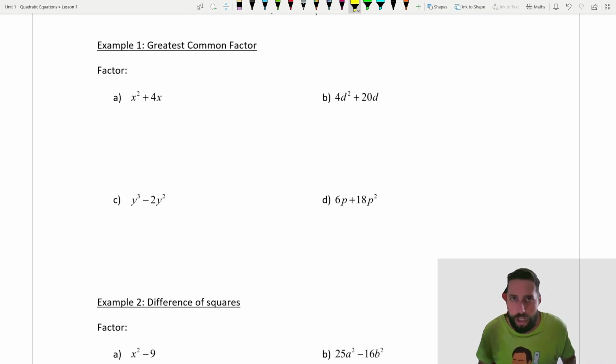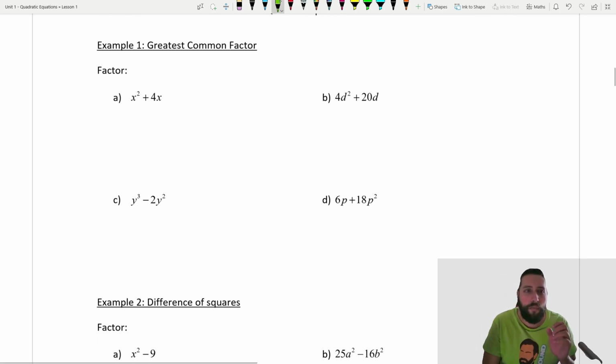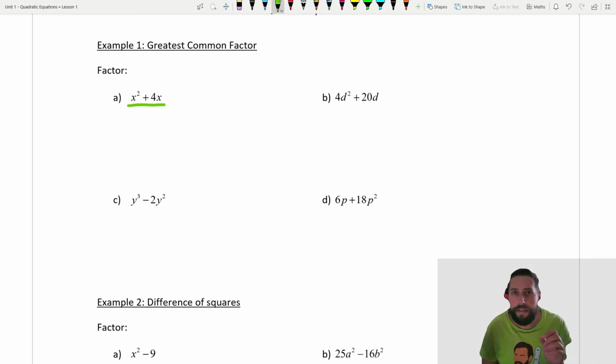First one being your greatest common factor, a. So a says we have x squared plus 4x. So what is the biggest thing that we can take out of your x squared plus 4x? So what's common between the two is actually an x.